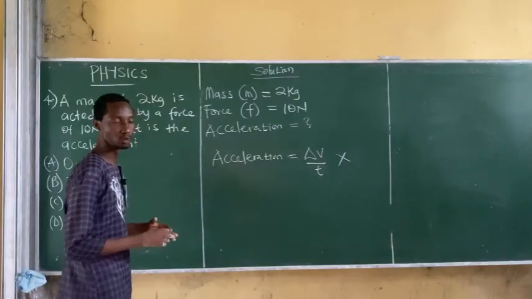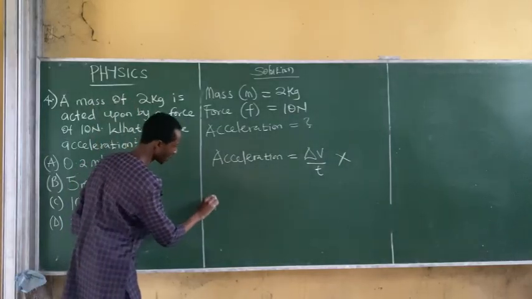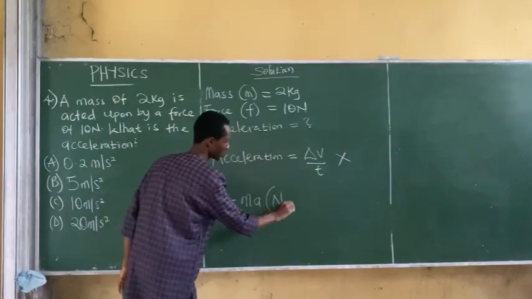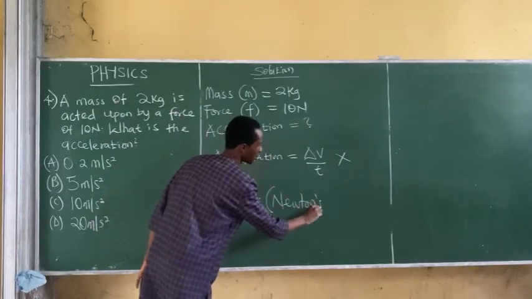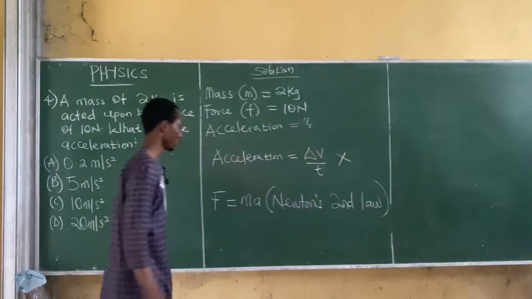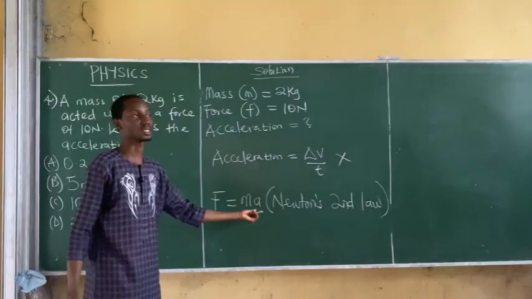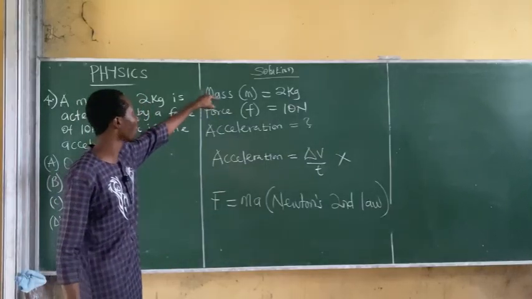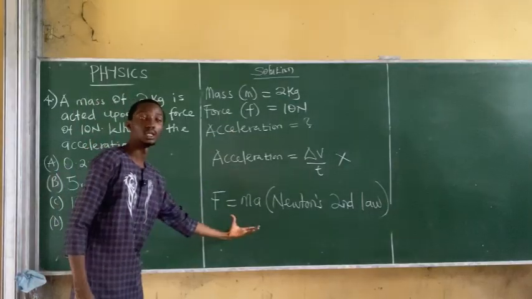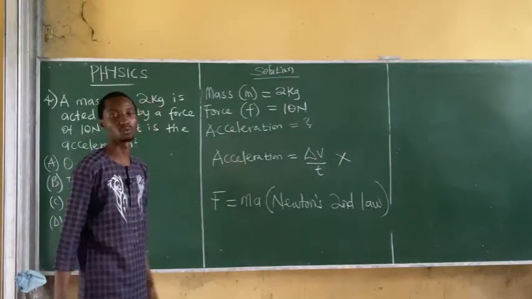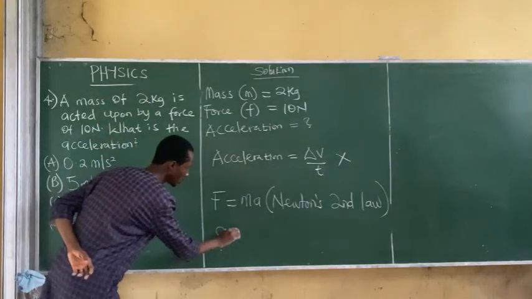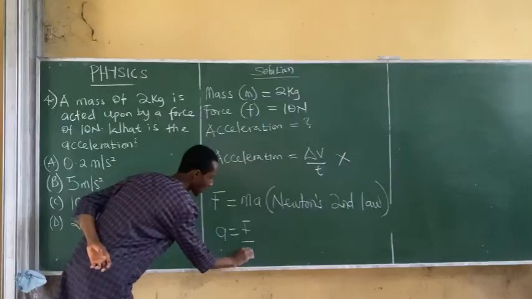Recall Newton's second law of motion that says F is equal to ma. This is from Newton's second law of motion, that the force is equal to the mass times acceleration. From the question, we have mass, we have force, but we don't have acceleration. So what do we do here? In this case, we make acceleration the subject of formula. If we make acceleration the subject of formula, we have that A is equal to F over M.